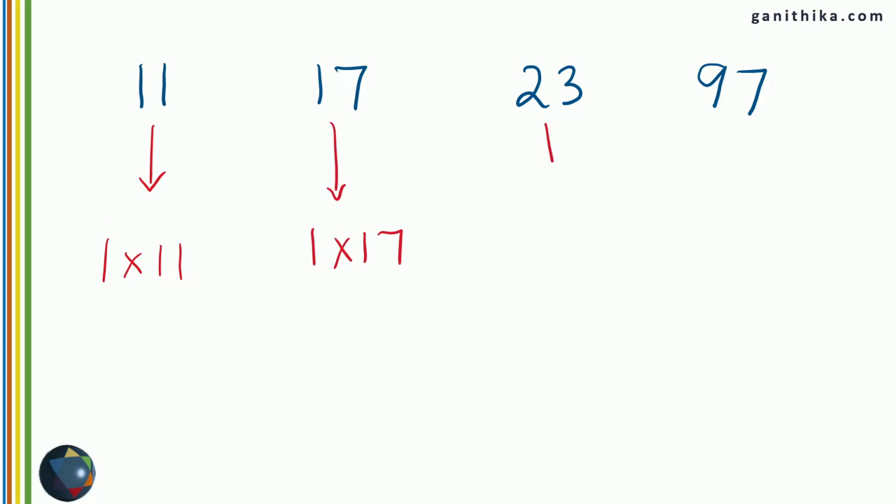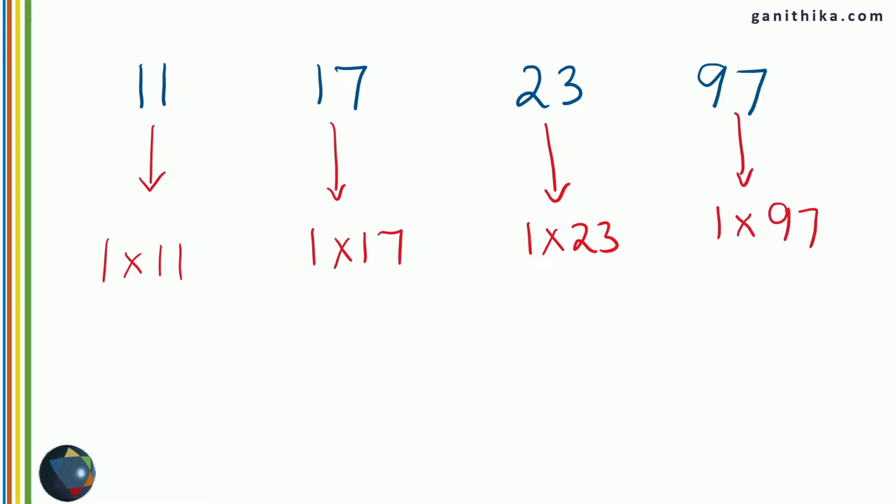Consider these 4 numbers. Try to express them as a product of two numbers as you saw just now. Pause the video here. Try to express these numbers as a product of two numbers. If you're ready, I'm going to show you the products now. The first obvious product is 1 times 11 for 11. For 17 as well, 1 times 17. 23, the first obvious product is 1 times 23. 1 times 97 for 97.